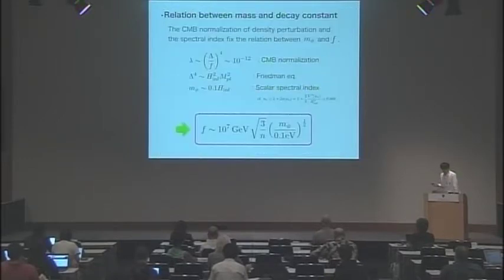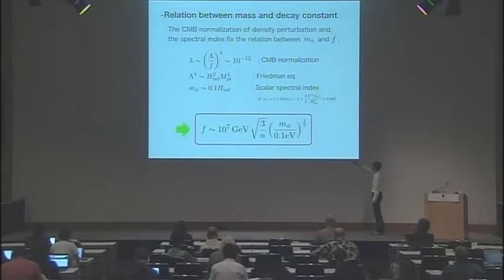And we can use 2 observational inputs in order to derive the relation between decay constant and mass. So first of all, the CMB normalization fixes this ratio, the potential height and the decay constant, okay, the periodicity of the potential, to be 10 to the minus 12. And the Friedmann equation relates the potential height to the Hubble parameter during inflation.